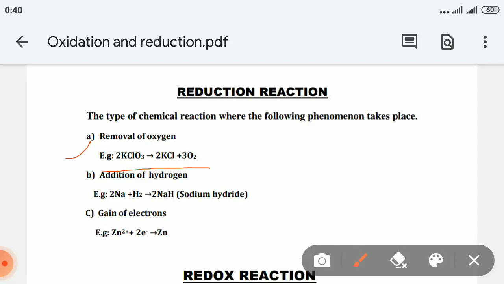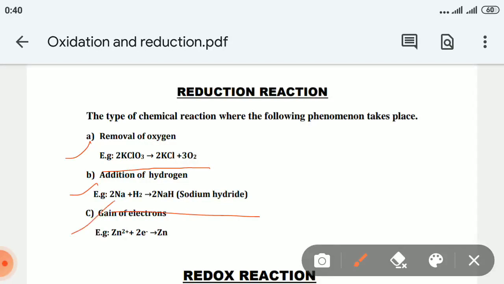Number B is the addition of hydrogen. So here with sodium, hydrogen is getting added and turning to sodium hydride. So what you studied there, the removal of hydrogen is oxidation. Here you will study that addition of hydrogen is the reduction reaction.